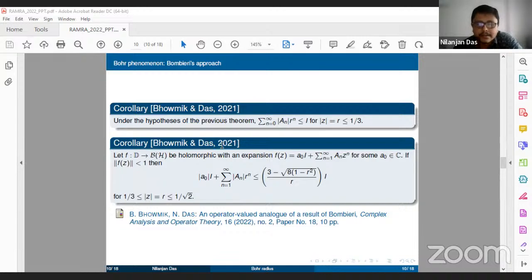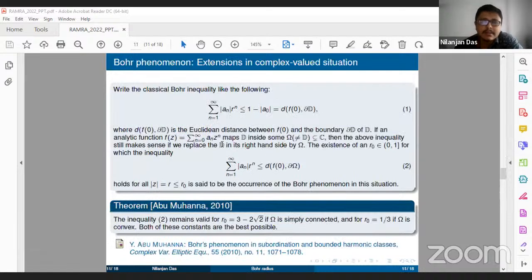Okay, so that was one part of our discussion, and then we are going to discuss some extensions in the complex valued situations in particular. So the Bohr inequality, basically we can reformulate it.